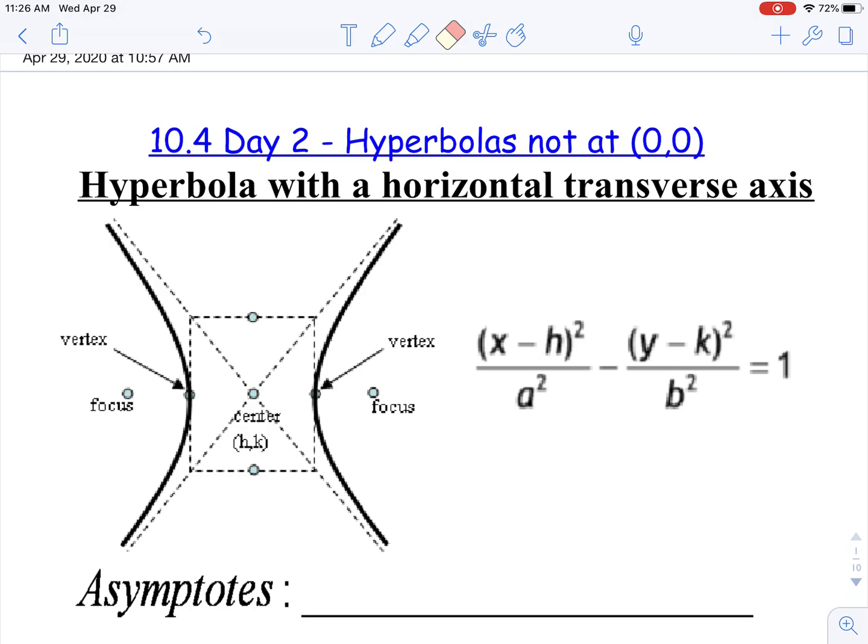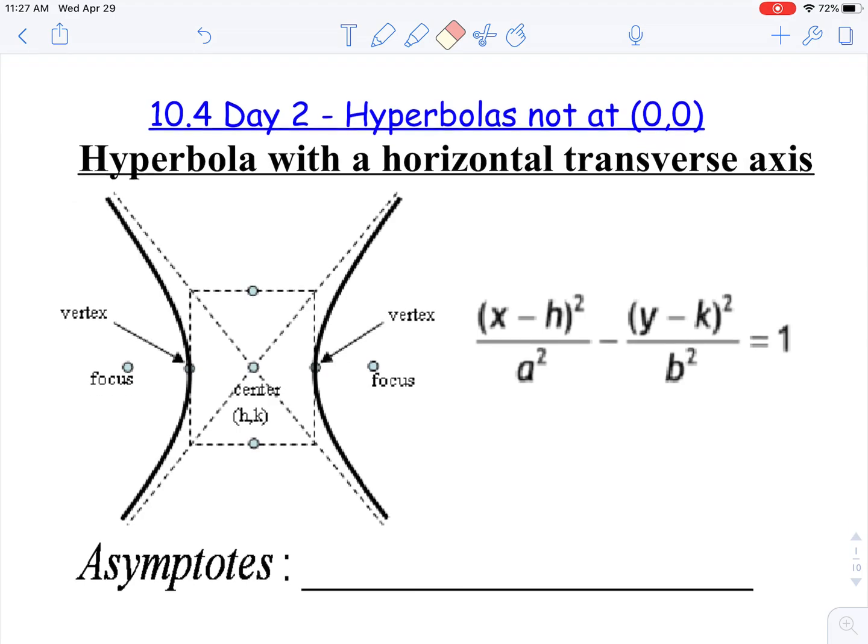Today we're going to be looking at hyperbolas that are no longer centered at 0, 0. And we've seen this with our parabolas and our ellipses, so there won't be a lot different, but there are a few things that we do have to think about. Before we get into the moving of these, the shifting of the graph, I do want to remind you of a few key points about the hyperbolas in general.